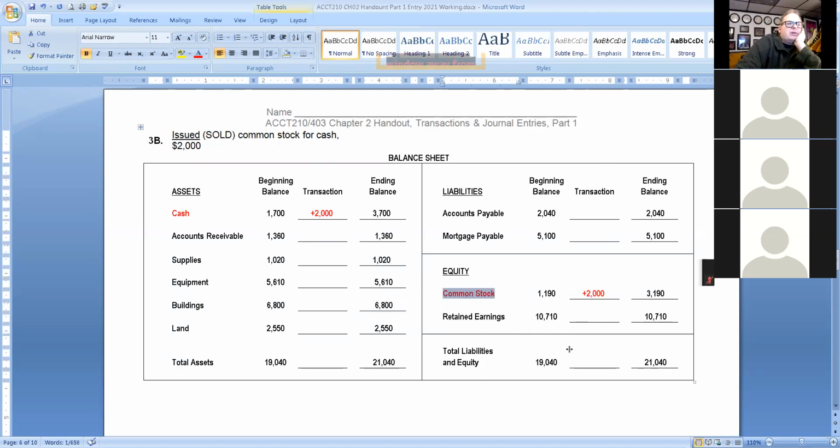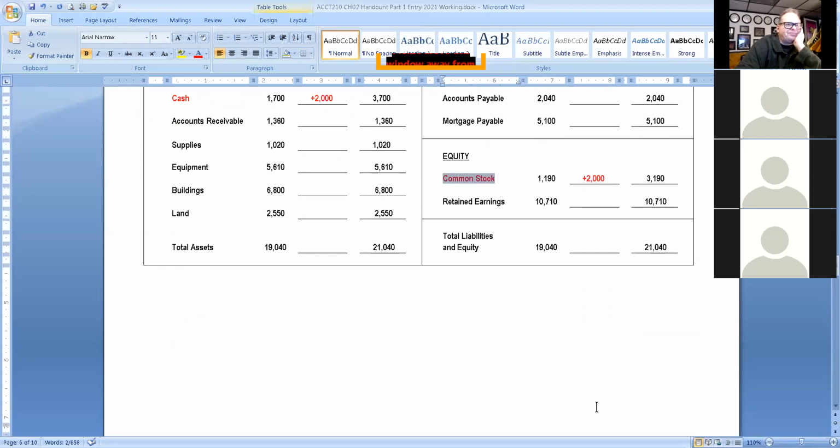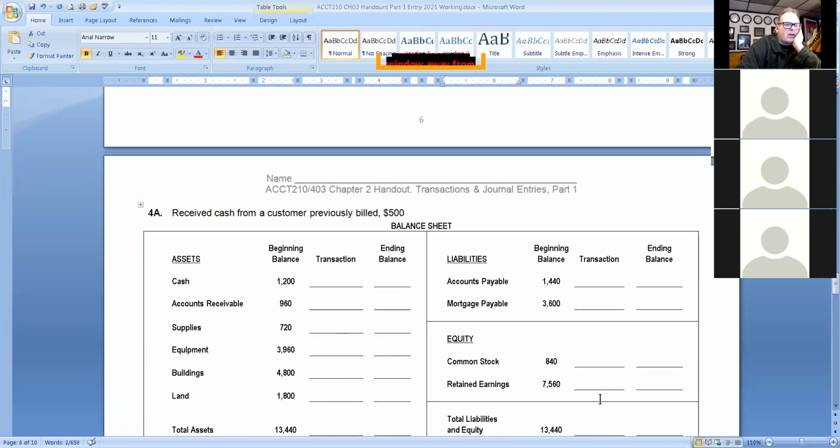So yeah, think about it this way: they have more owners now. They had $1,190 of owners. Now they got 2,000 more. Okay.